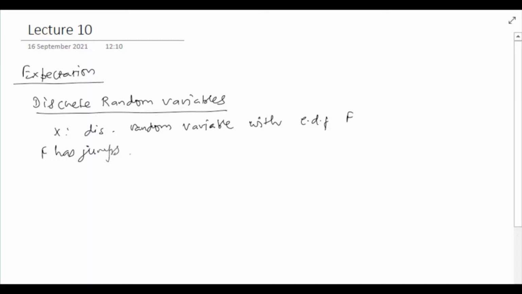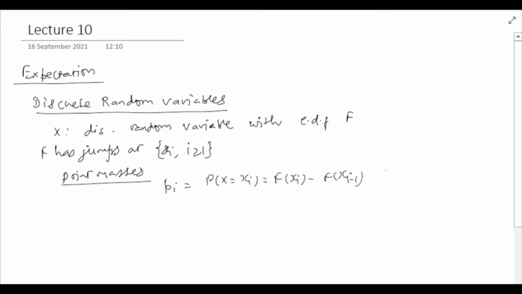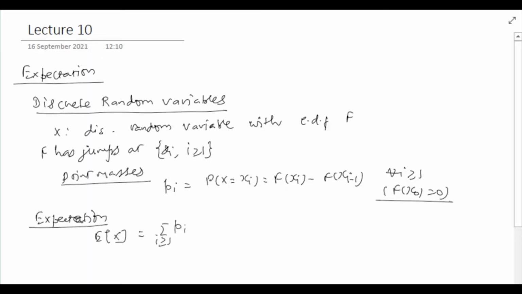Suppose f has jumps at xi, i greater than or equal to 1. This means that the random variable x has point masses pi at this point xi. Pi is the probability of x taking value xi. So point masses pi, which are the probability of x being equal to xi, are given by f(xi) minus f(xi minus 1) for all i greater than or equal to 1. In fact, for this definition we can assume that f(x0) is 0. Then expectation is given by the following formula. Expectation, denoted as E of x, is summation i greater than or equal to 1, pi times xi.